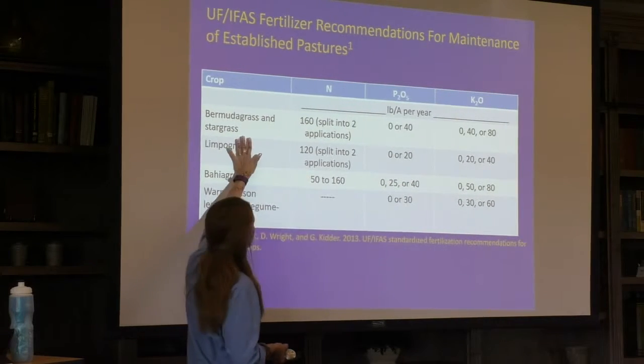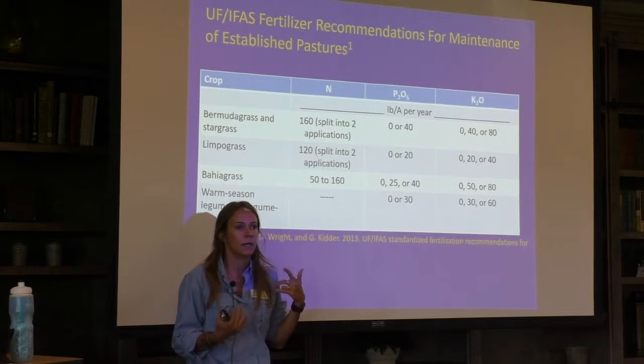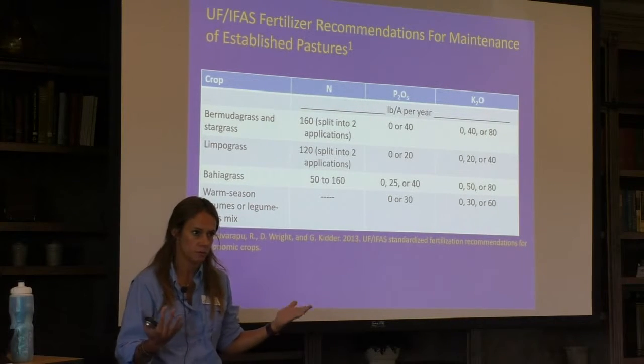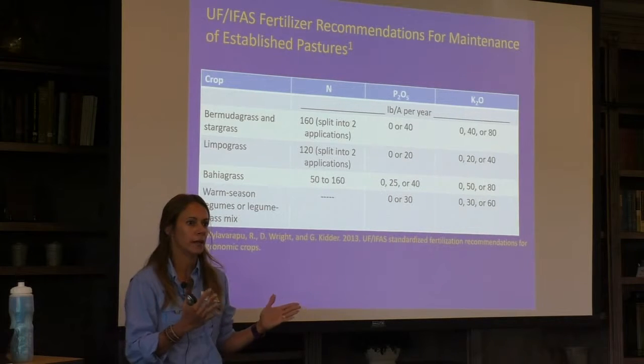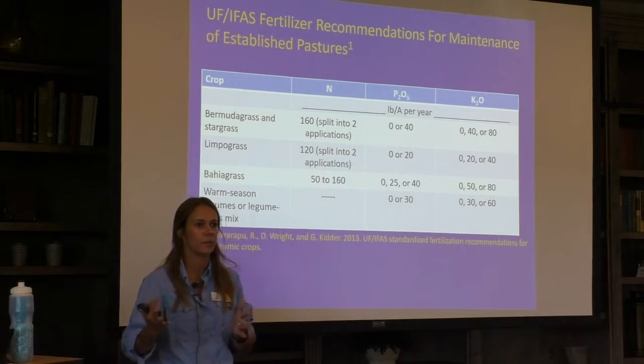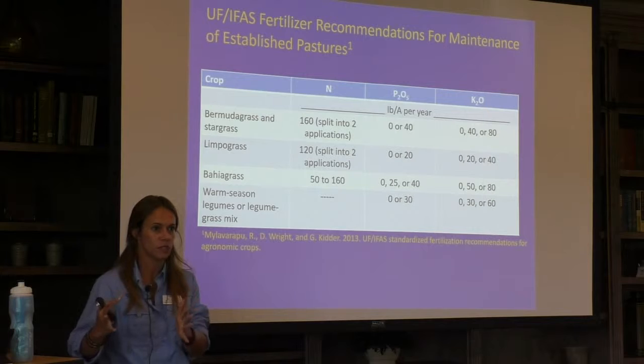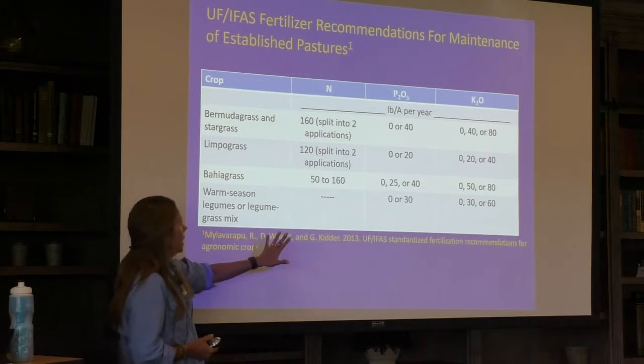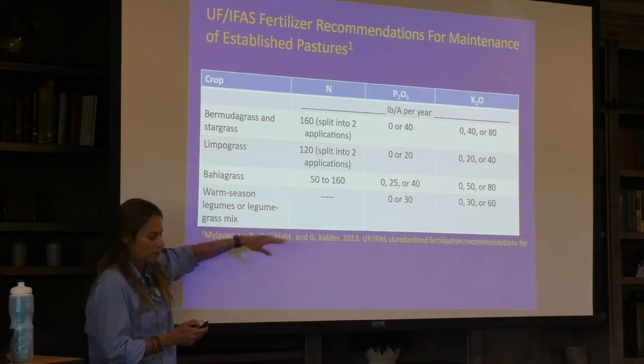Like I said, for Bahia grass, it's based on how much forage the producer wants to produce. In other words, is it a low input system or a high input system? Do they need to push the system to produce more forage? Then more nitrogen will be required. So the requirements are different depending on the species.